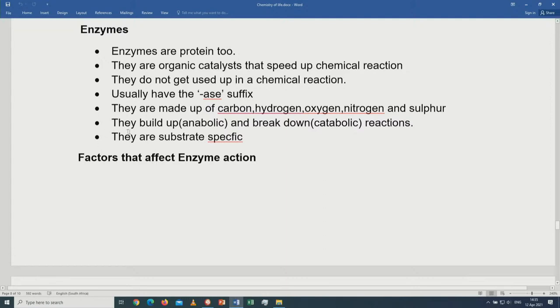So when they build up molecules, that is called anabolism. And then when they break up molecules in chemical reactions, that is called catabolism. They are substrate specific.